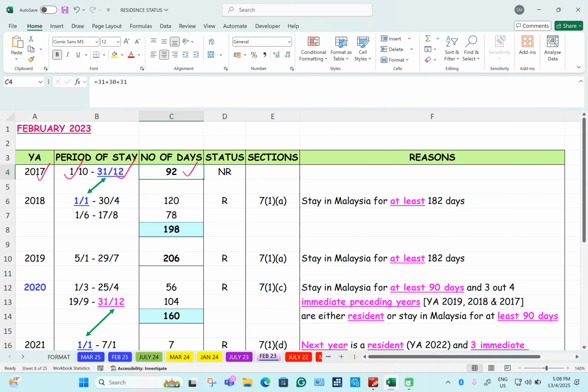B, there are two ways. Link by, link to. Okay, link by. We need help from last year. Do we have 2016, everyone? No. So meaning to say, you cannot use link by. Okay, how about link to? Link to, we need to go forward. You need help from next year. Do we have next year 2018? Of course we do. Okay, so let's prepare for 2018.